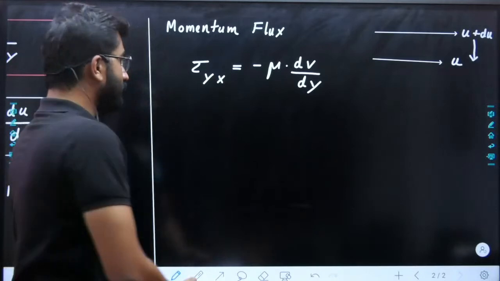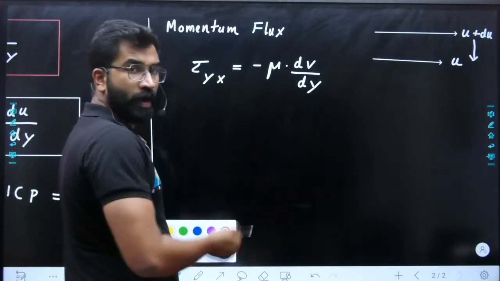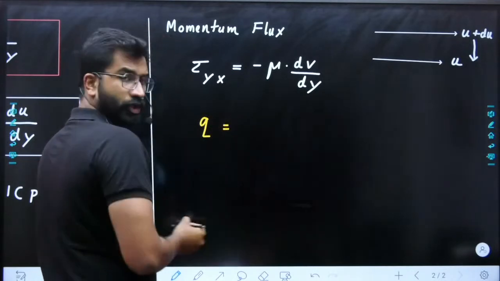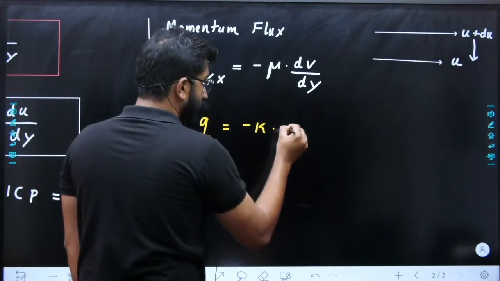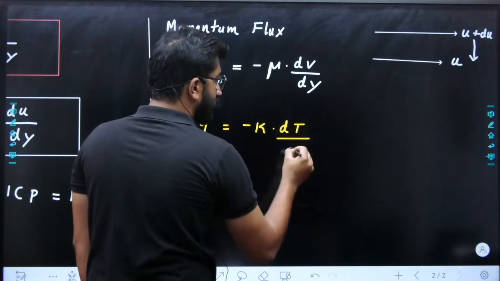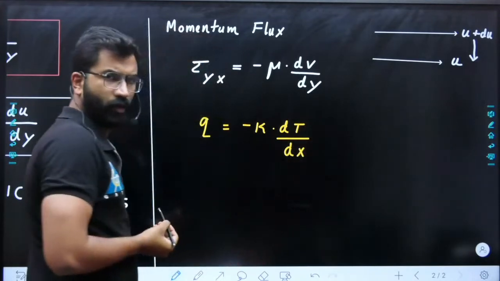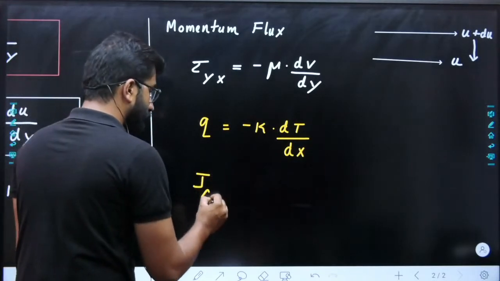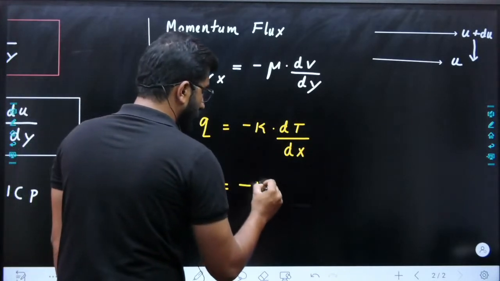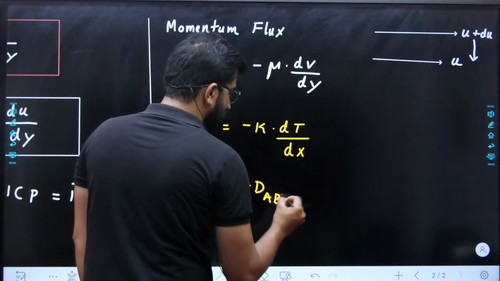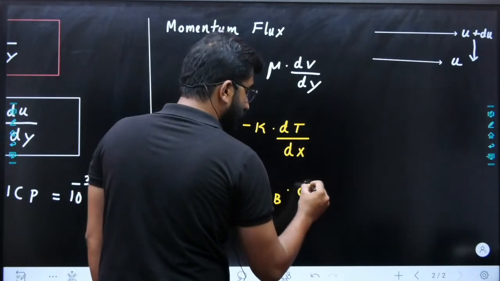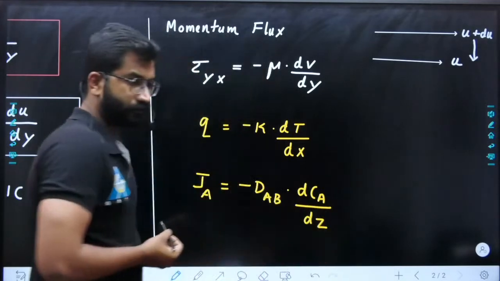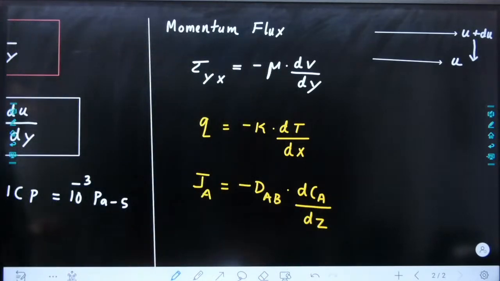Okay, same way, you have three equations in heat transfer. Heat flux, q is equal to minus k into dT by dx, which is Fourier's law of heat conduction. Same way in mass transfer, J_A is equal to minus D_AB into dC_A divided by dz. Okay, so easy.